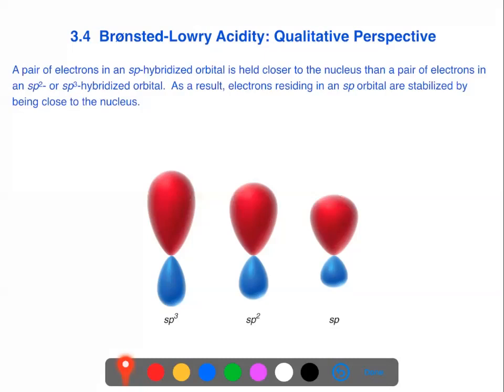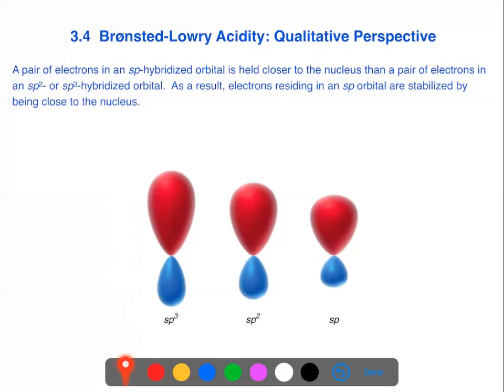mix of s and p that give rise to this particular orbital, because of that additional s character, the electrons found within that orbital are going to reside more closely to the nucleus, and that is going to enhance the stability of that carbanion. Whereas for an sp3 hybridized center, because there were 4 orbitals that went into the mix to make this particular hybridized orbital, there is s character, but it's significantly reduced. It's only 25% of the total number of orbitals that went into this mix.